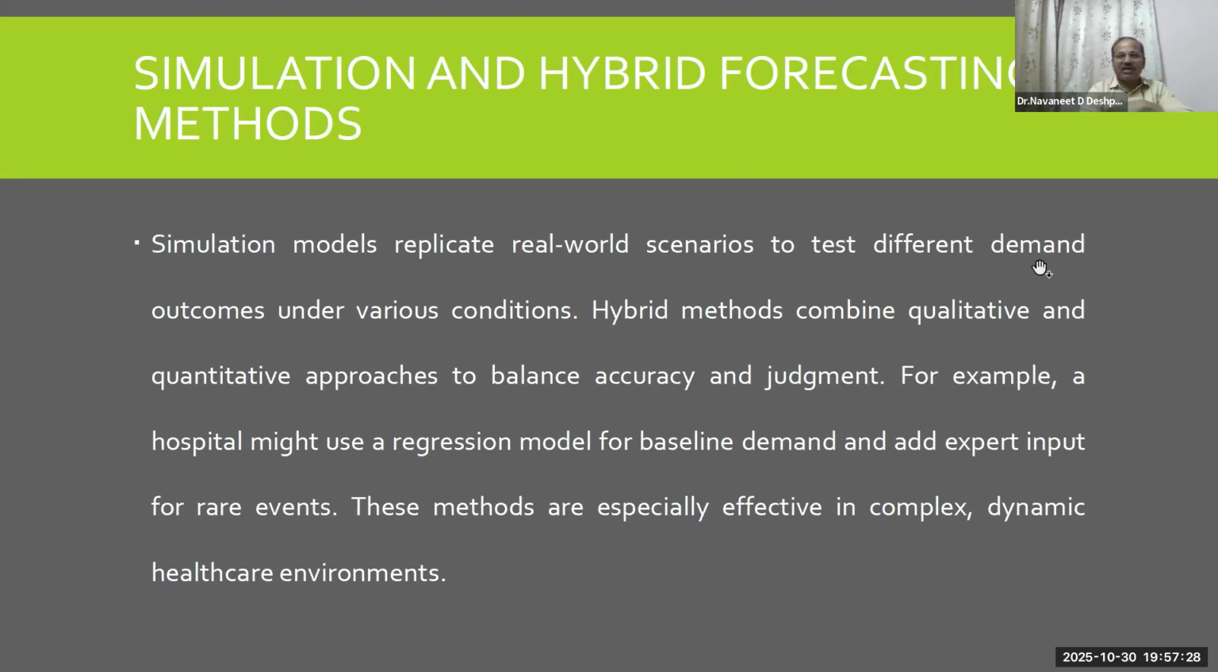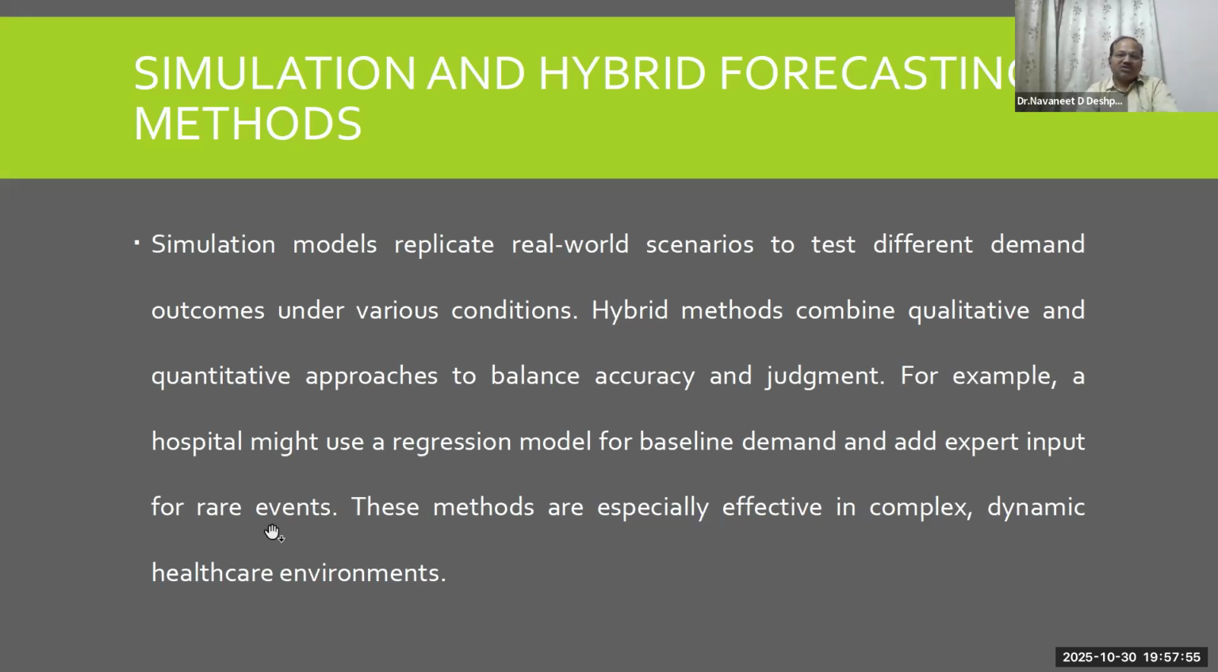So we can have a flow chart and particular demand outcomes, and what the demand is in various parts within the hospital is also equally important. Internally, what we can see is hybrid methods, which combine qualitative and quantitative approaches to balance accuracy and judgment. For instance, a hospital might use a regression model for baseline demand, just to see what the baseline demand is, and add expert inputs on those demands.